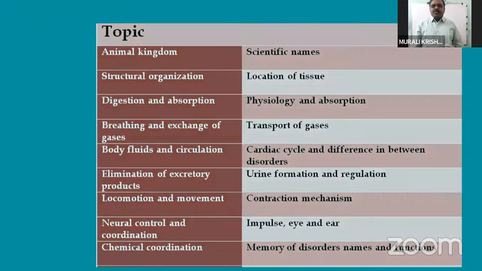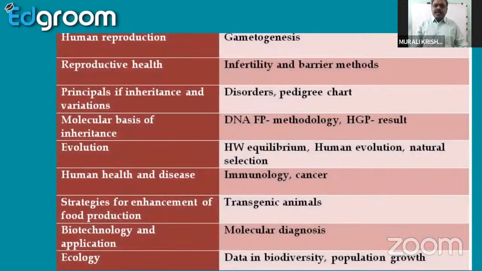Next one is about human reproduction. Gametogenesis is the difficult part, but every year they are raising 2 bits from the gametogenesis. That's why we have to focus on this. And reproductive health, that is barrier methods and infertility, is also a very important topic.